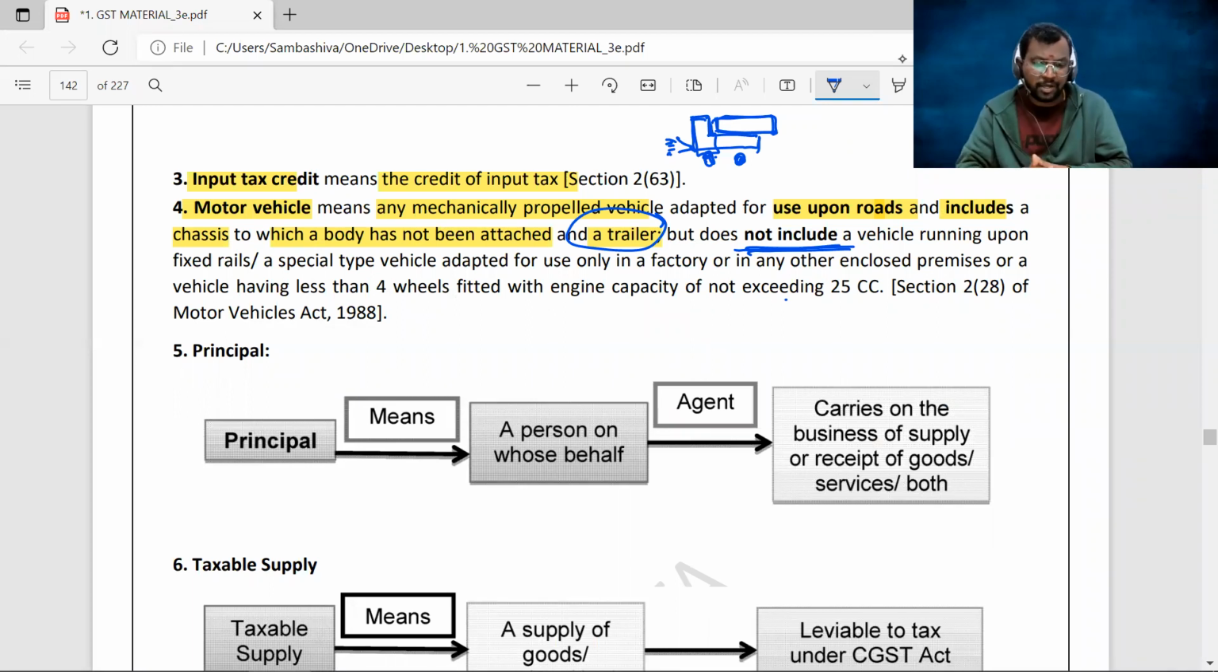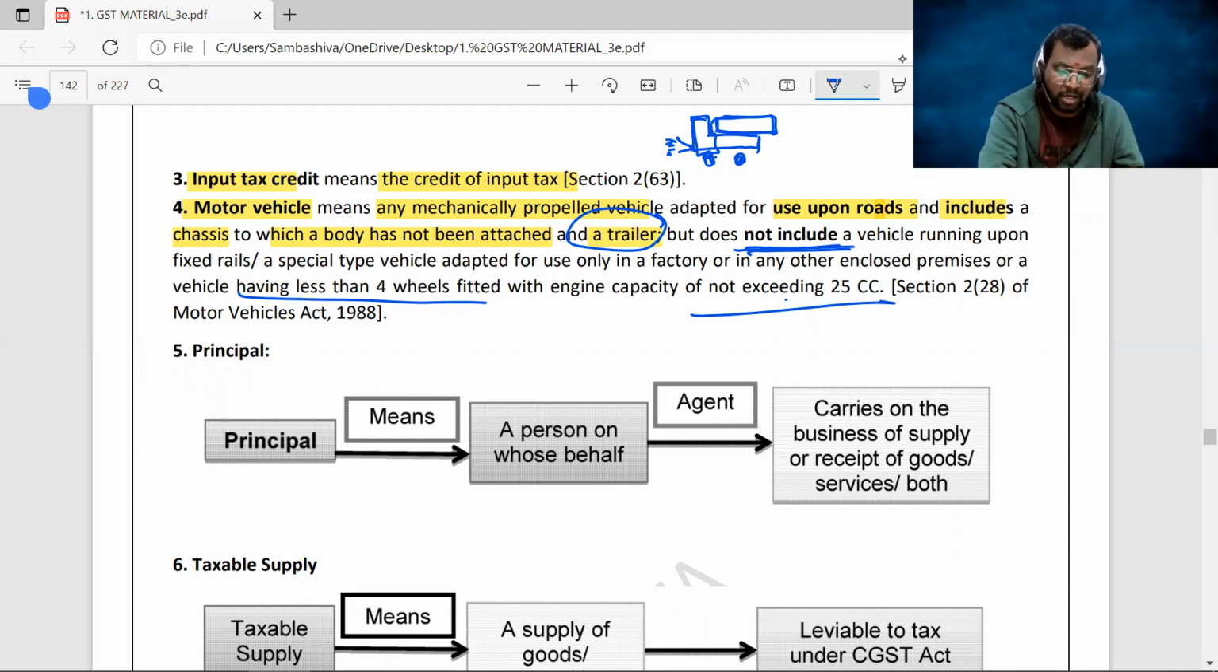And next, a special type vehicle adapted for use only in a factory or in any other enclosed premises, or a vehicle having less than 4 wheels fitted with engine capacity not exceeding 25 cc. A special type vehicle adapted for use only in a factory. See, there are some vehicles you might have observed in factories, which are used to transport the goods from one place in the factory to another place in the factory. Let me show you some images as well regarding the same.